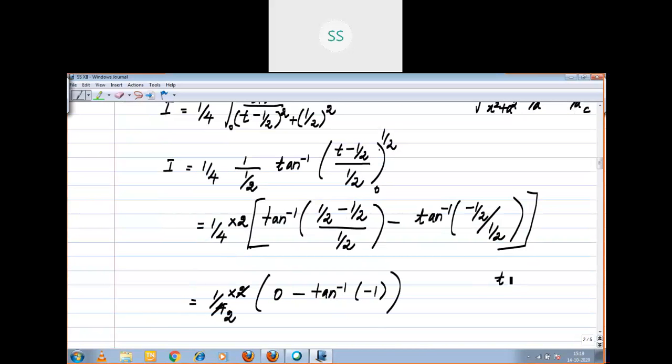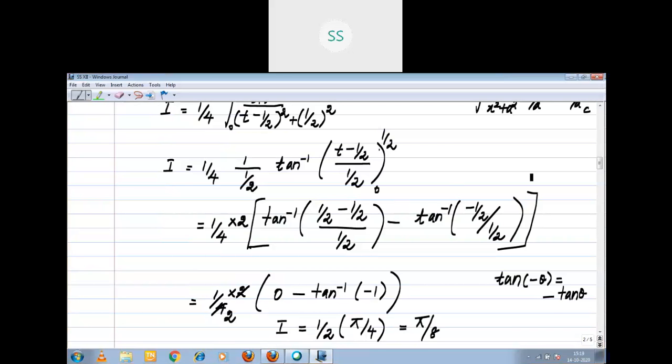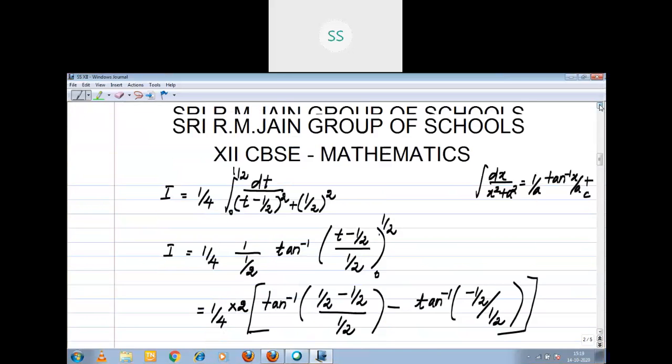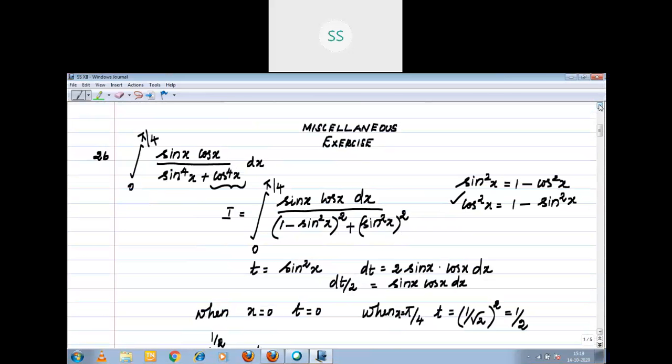Which is equal to 1/4 into 2, cancel 1/2. Here the term becomes 0 minus tan inverse minus 1. Got it, children? Now, tan of minus theta equal to minus tan theta. Right? Now, which is equal to 1/2 into pi/4, which is equal to pi/8. I equal to pi/8. Got it, children?